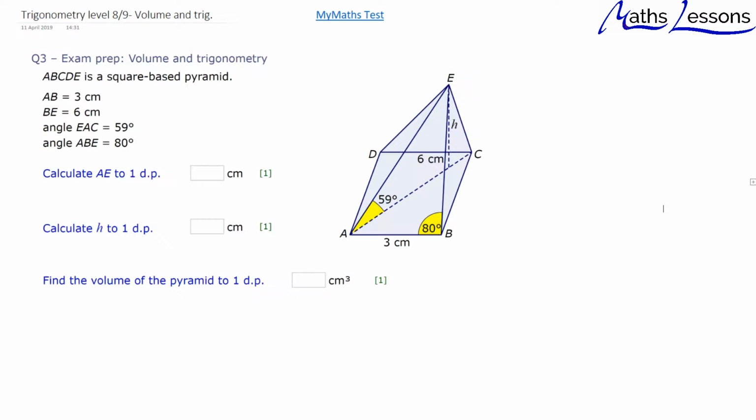Right, our next question in our little exam series, 3 minutes. Let's see how you get on with this one.